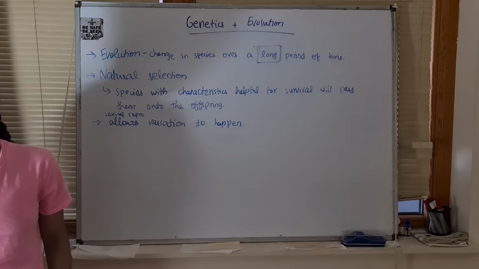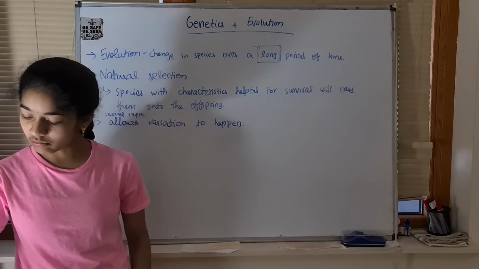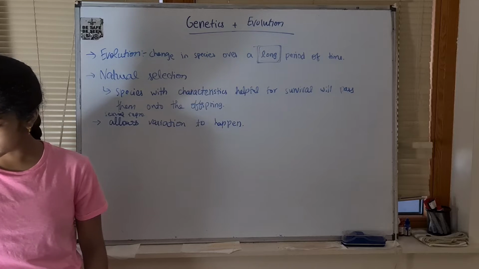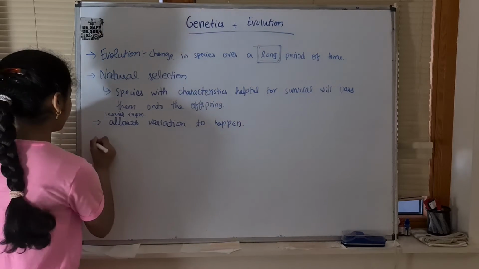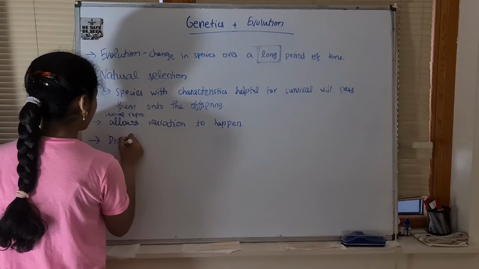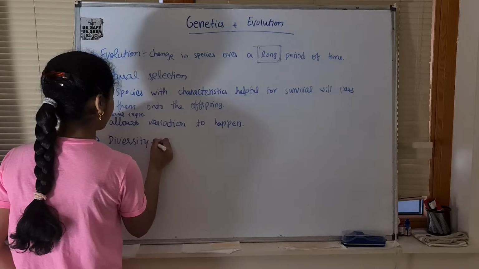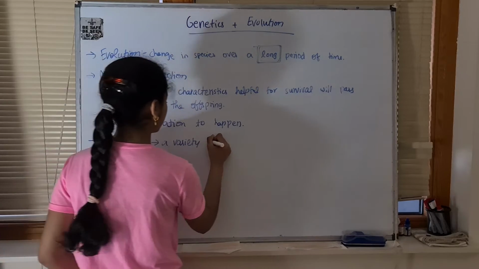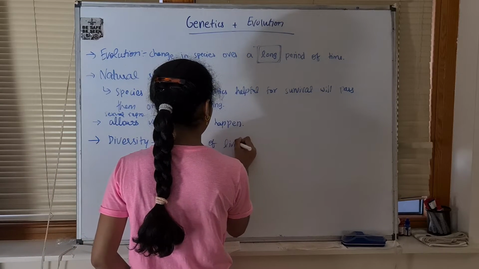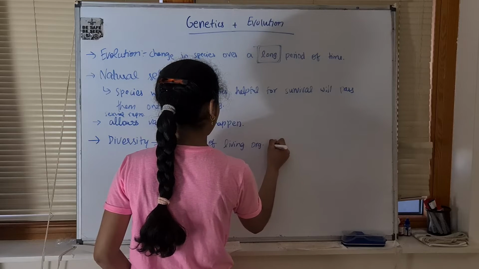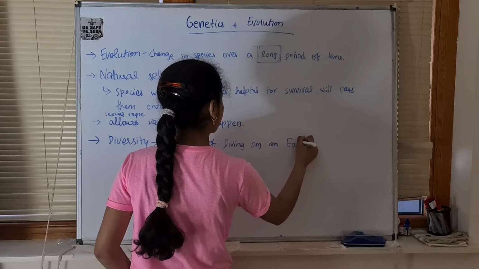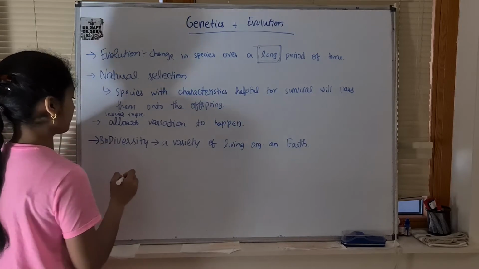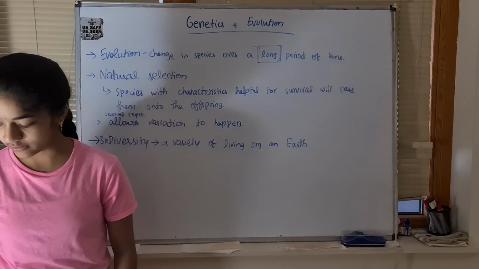And so survival of the fittest: only the species that fit best into the environment will survive. That's one more thing. And diversity, this is another important thing. Diversity is the variety of living organisms on Earth. That's why we also call it biodiversity.